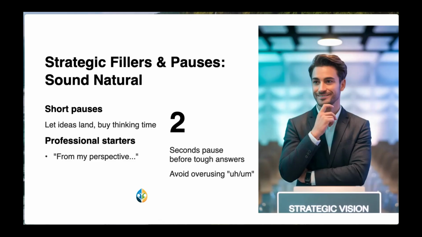So here's some professional starters. Someone asks you a question, 2-second pause. Well, from my perspective, the brain is formulating the answer. A key point is the brain is formulating the answer. Let me think about that. The brain is formulating an answer.